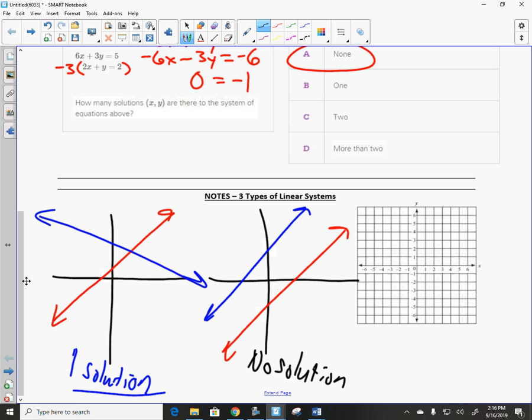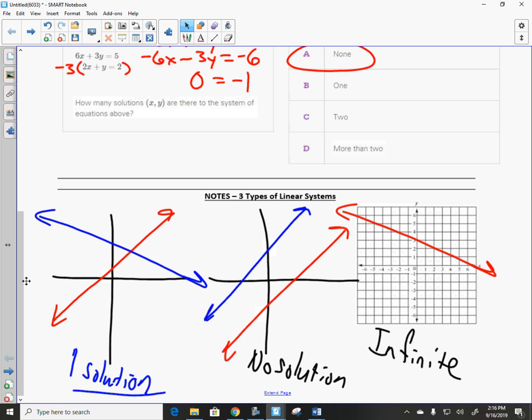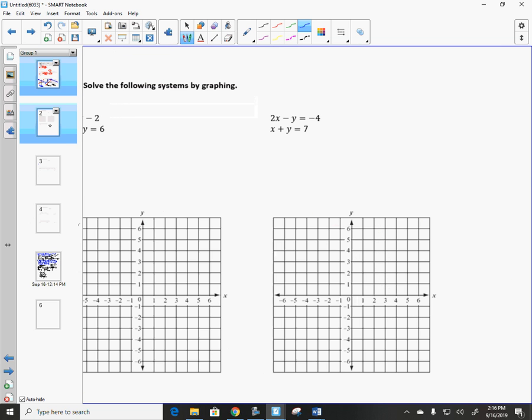Anybody think of what the third option would be? Infinite. Yeah, they're the same lines. So you would have a line like this, and then you would have another one that sits right on top of that bad boy. So you've seen systems before. These are the 3 types of situations you can come up with.